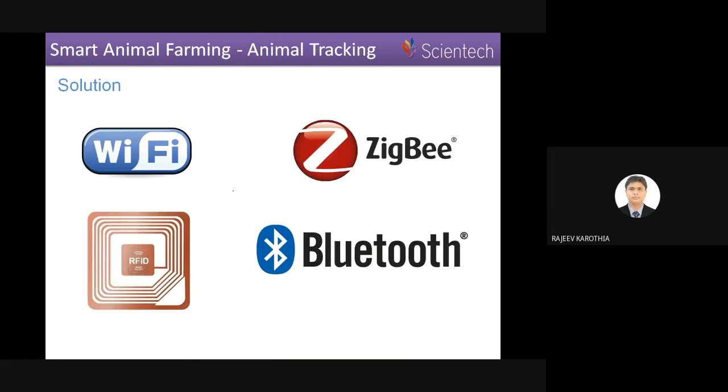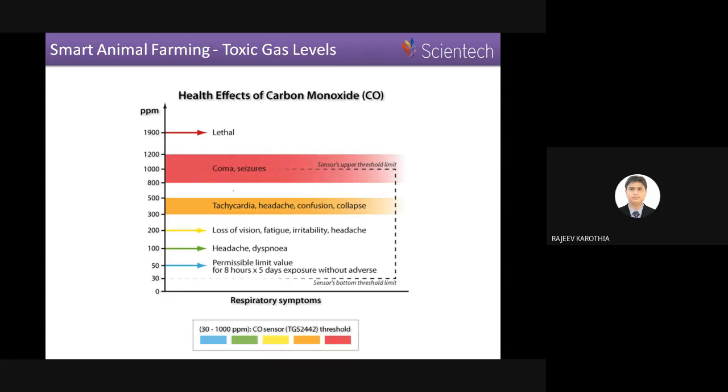Then we have some different solutions for tracking, like Wi-Fi, RFID, Bluetooth, and Zigbee. You can make a network using Zigbee, Bluetooth, and RFID so that you can easily monitor and track your animals. Then we are talking about toxic gas level, because it is again an important parameter which has a very big effect on the health of the livestock.